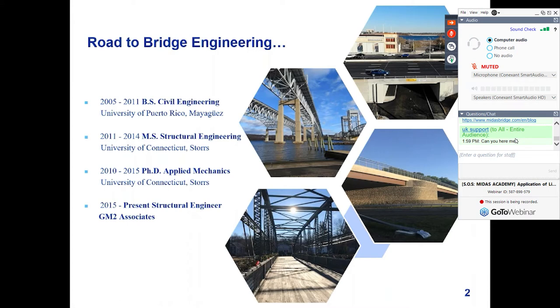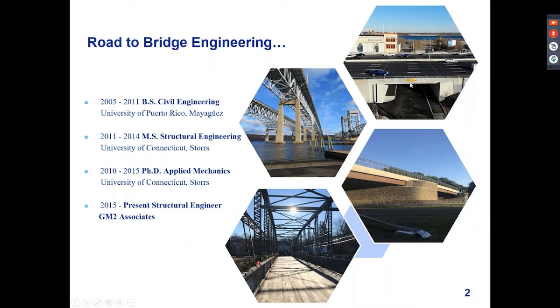I consider myself lucky in the sense that I have been able to work on a wide variety of projects at GM2, both from the design aspect as well as from the load rating side. A few of the key projects I have worked on, for example, this one here is a superstructure replacement we did in Providence, Rhode Island, a very fast-paced design-build project. It was done in six stages, and each stage was about a week. So very fast-paced, very challenging and interesting project.